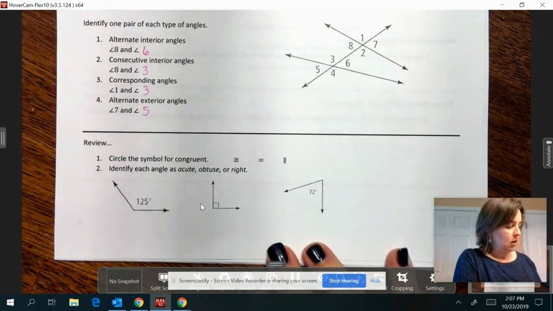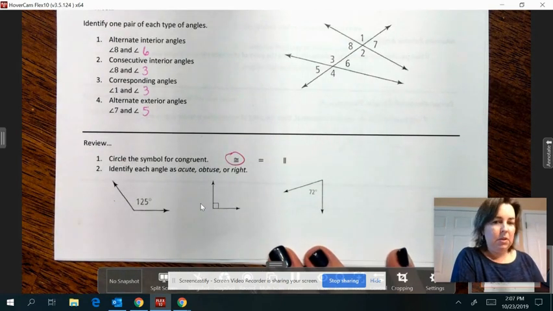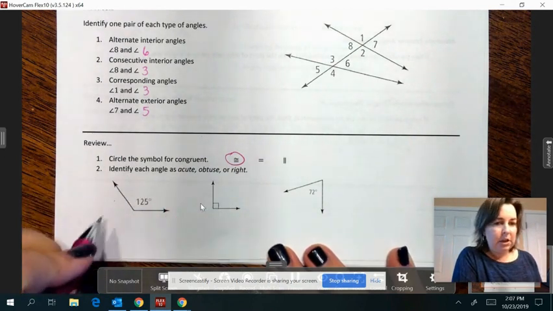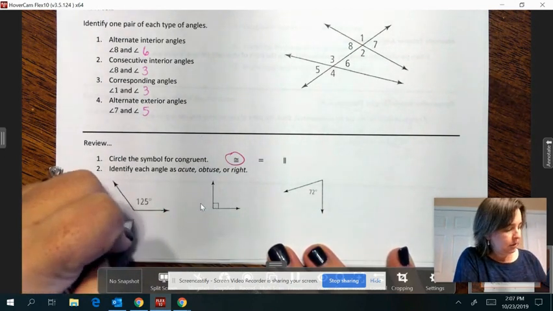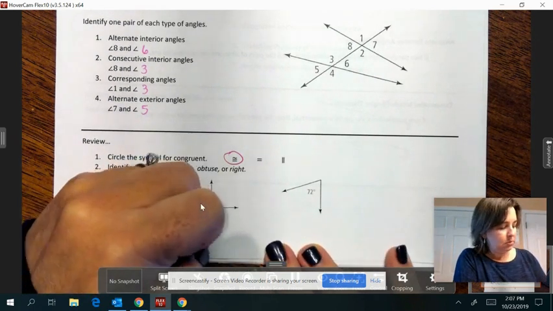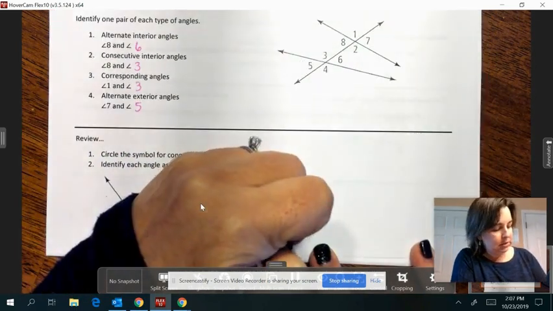Okay, so the answers are, circle the symbol for congruent. That's the equal sign with a wavy line on top of it. We're going to classify each angle. This one is bigger than 90, so it's obtuse. This one equals 90, so it's a right angle. And this one is less than 90, so it's acute.